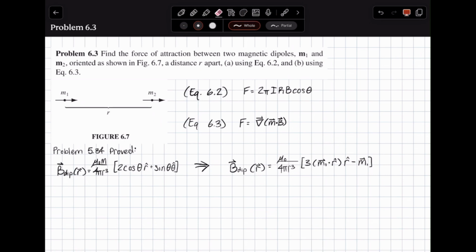In this video, I'll be solving problem 6.3, which states: find the force of attraction between two magnetic dipoles M1 and M2, oriented as shown in figure 6.7 here. They are a distance r apart, and for part A, we're going to use equation 6.2, and for part B, we're going to use equation 6.3.